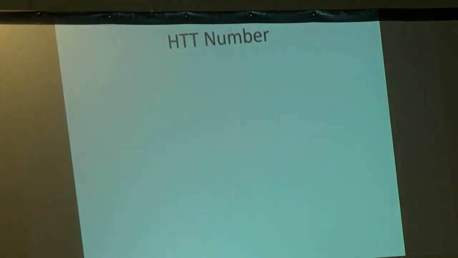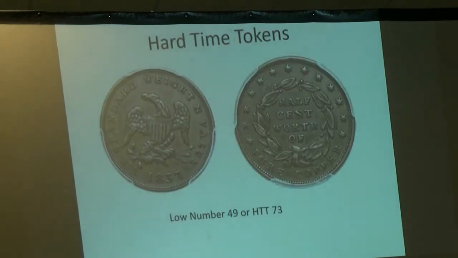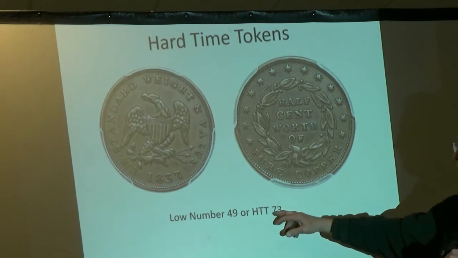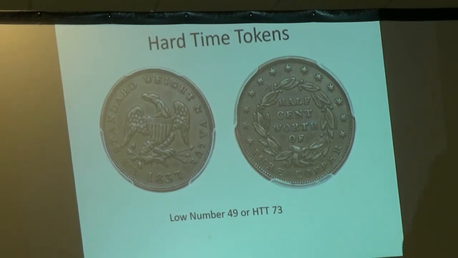HTT number, hard time token, okay? Now, what confuses people is, here's the same coin. You have a low number 49, but it's a hard time token 73. Well, later on, they discovered a lot more coins than the 120 in that low catalog. So there's about 320 hard time tokens.